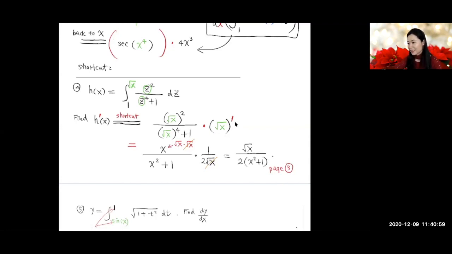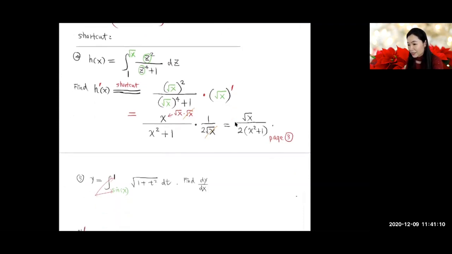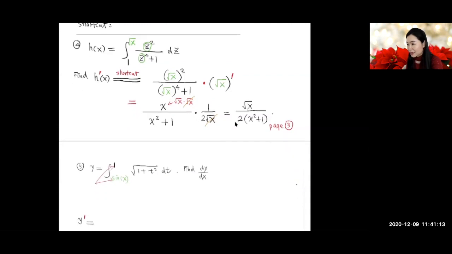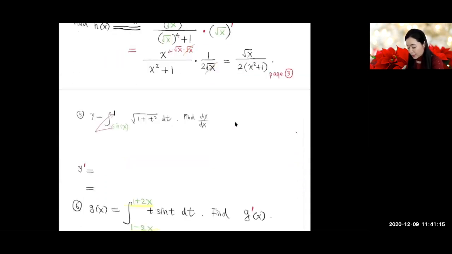Got it? Now it looks so complicated in the beginning, but once you break it down like this, it's actually not too hard, right? So yeah, don't be intimidated by those symbols, okay? Okay, now let's try this one.